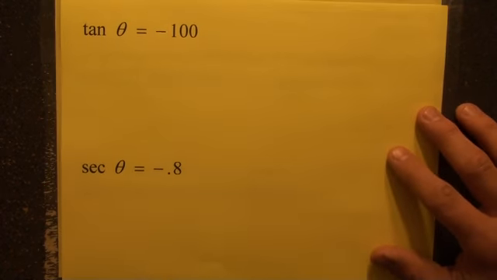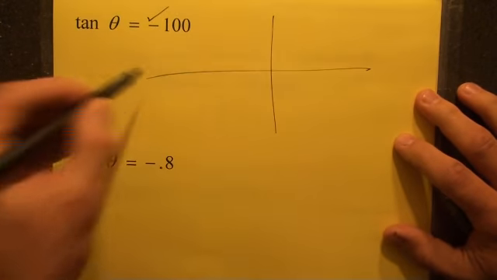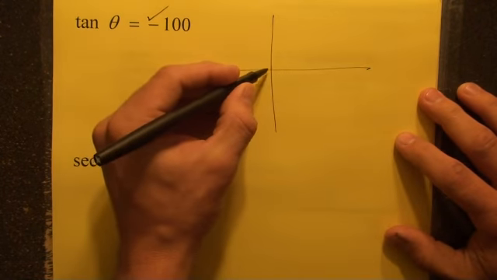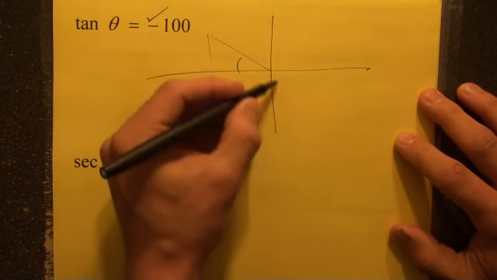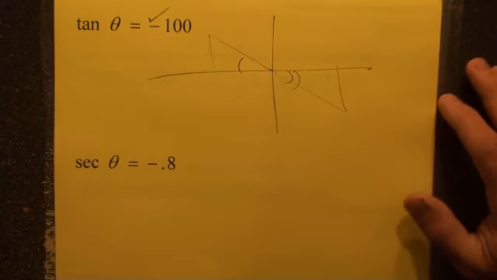Alright, next one. Tangent theta equals negative 100. Is it possible for tangent to equal negative 100? Let's ask ourselves, is it possible for tangent to be negative? Of course it is. Tangent's negative where? Over here and over here, quadrant 2 and quadrant 4.